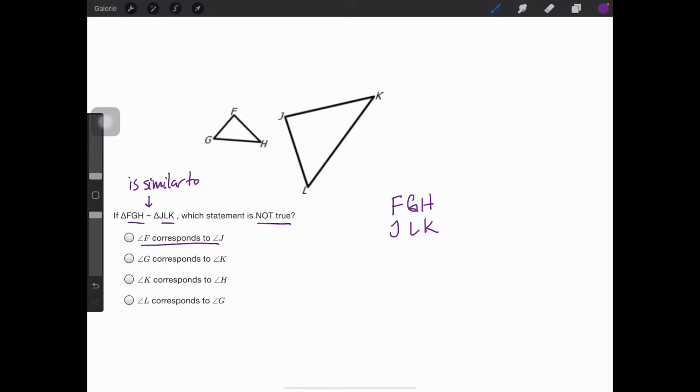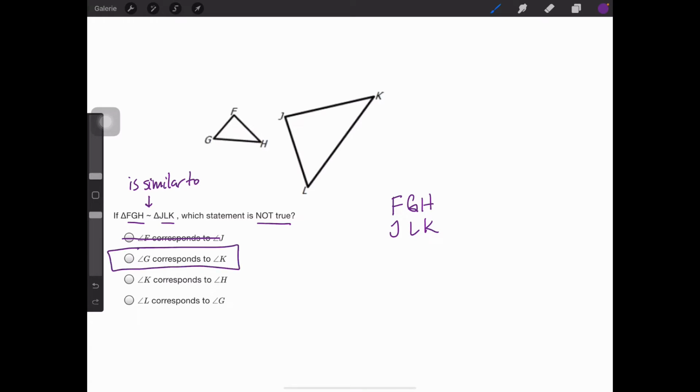Angle F corresponds to angle J. Let's see. I find my angle F, I find my angle J. Those are corresponding. J is right under F. That means that they correspond. They are the same angle. So that is true. Next, angle G corresponds to angle K. Let's check. Angle G is in the middle. Looks like angle L is the one that's just below. So it turns out that this one is not true.